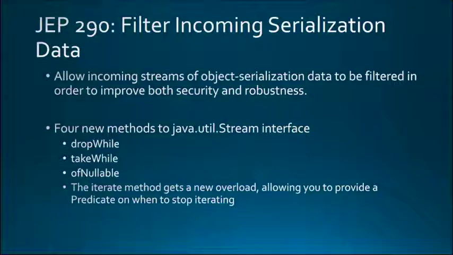So we now have 4 new methods. We have the dropWhile and the takeWhile, which if the first packet is dropped, it will return null. So takeWhile actually requires everything to come in correctly, but as soon as something drops, it will drop. ofNullable, you can check to see if it's a nullable stream. And then the other method was actually applied to the iterate method, allowing us to specify when to stop an iteration.